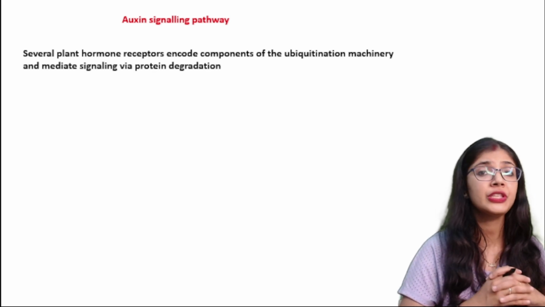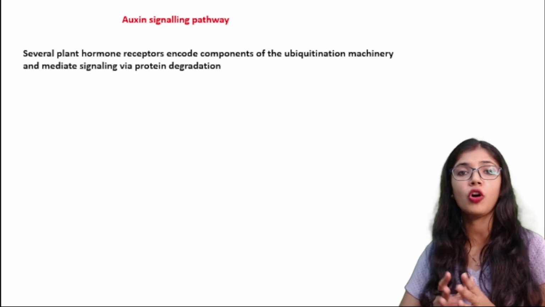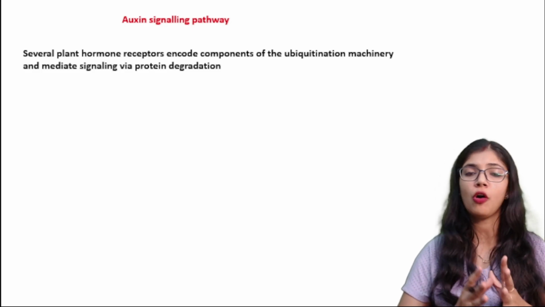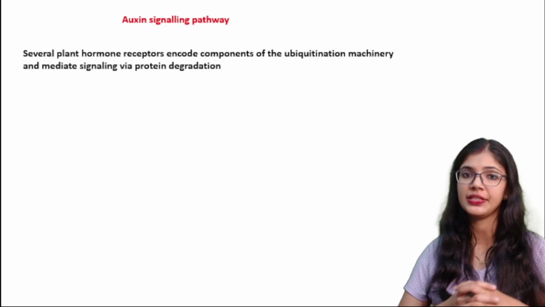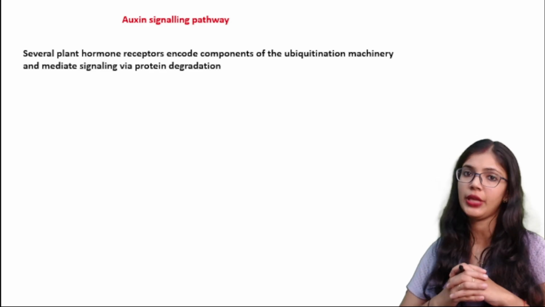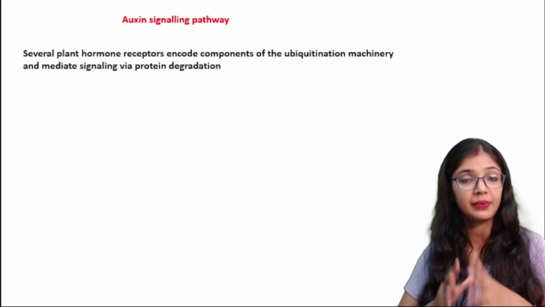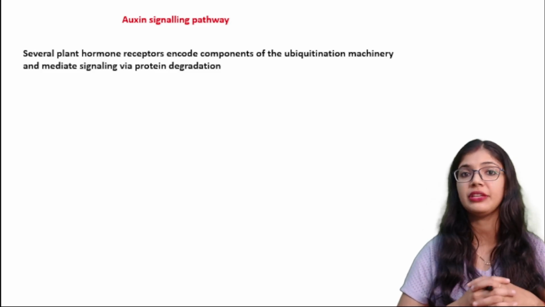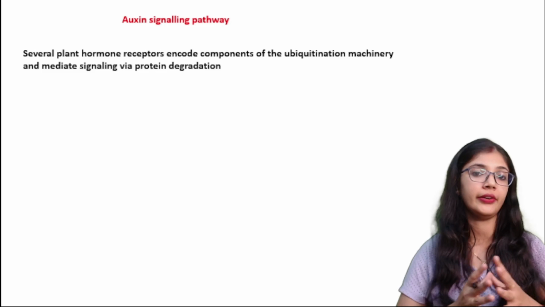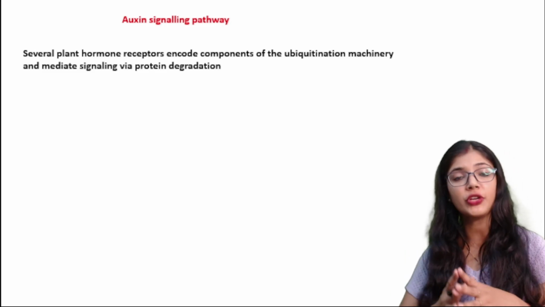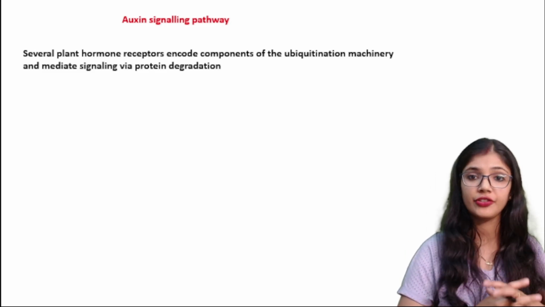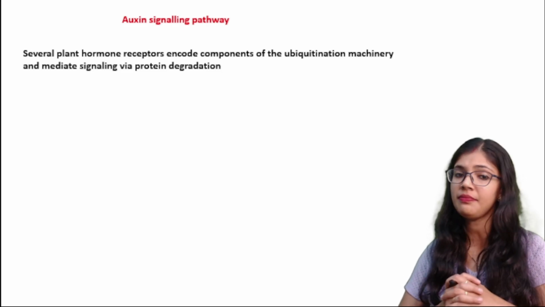Hope you're doing well. So in today's video, we are going to discuss the auxin signaling pathway. Auxin is a phytohormone present in the plant, and it is required for the growth and development of the plant. In the plant, there are different types of phytohormones, and these phytohormones are regulated by protein degradation. The signaling takes place by protein degradation, and the degradation is by polyubiquitination machinery.